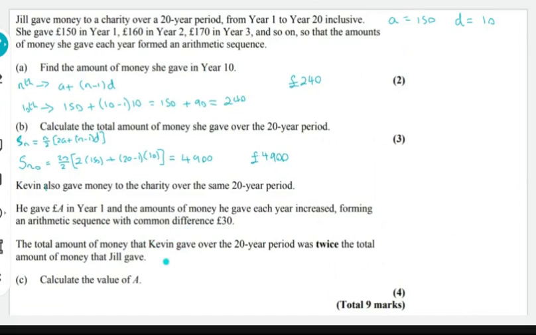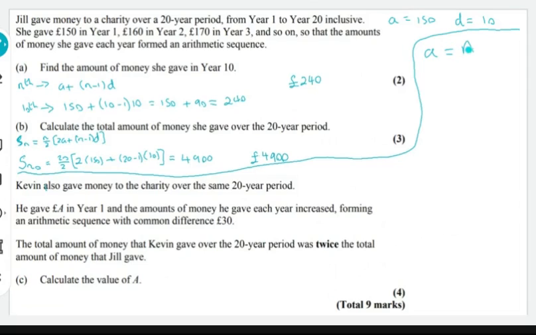Okay, so in this situation, we know, let me just section off this bit. Sorry, Kevin came and stole the show. True. Our first term is A, and his D was equal to 30. And in this particular time, N is equal to 20. And we know that the total is equal to 2 times the amount that Jill gave.